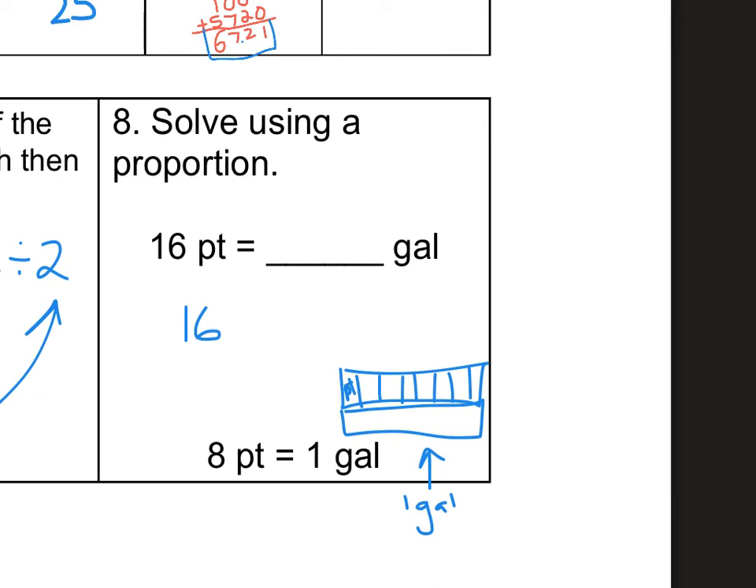So if I had 16 of these, wouldn't that be 2 of those? And so what I'm doing is 16 divided by 8, because I'm moving from a smaller unit to a bigger unit, so my number should shrink. So 16 divided by 8 is 2, 2 gallons.